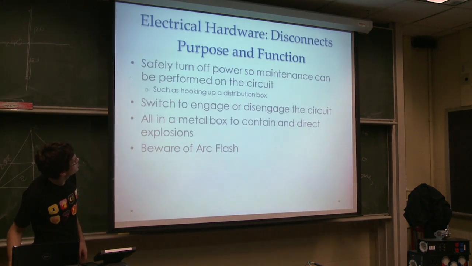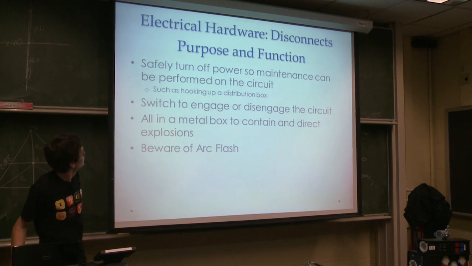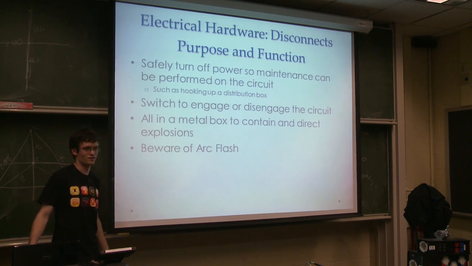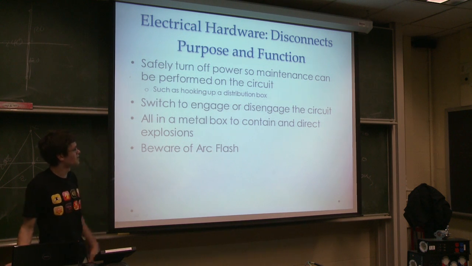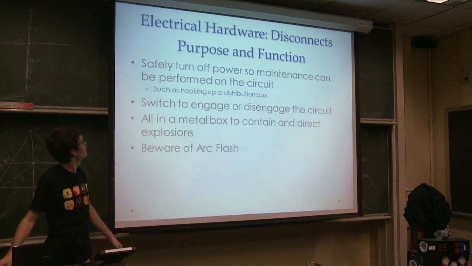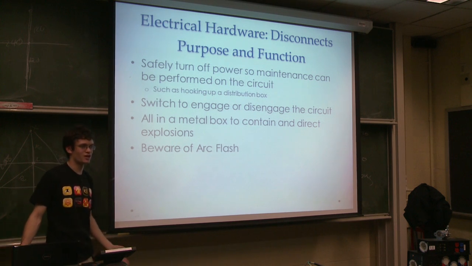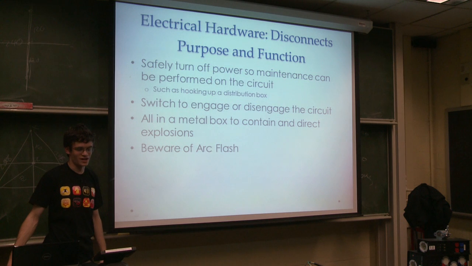So, disconnects. Getting near the end here. Disconnects are essentially really big switches, for turning on and off really big voltages and supplies of current. They usually have the nice big switches that make the circuit safe when you turn them off for hooking up or disconnecting your gear. They're all in a metal box to contain explosions, and you want to be aware of arc flash.